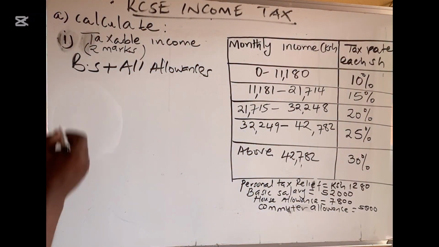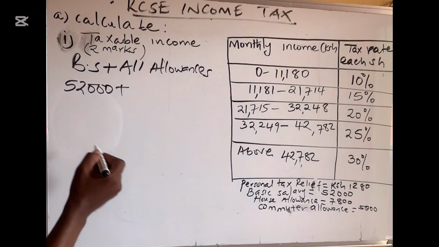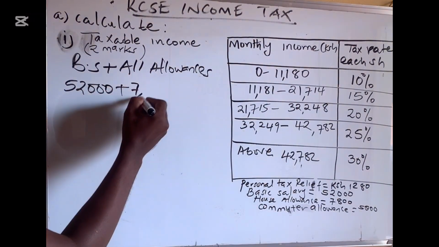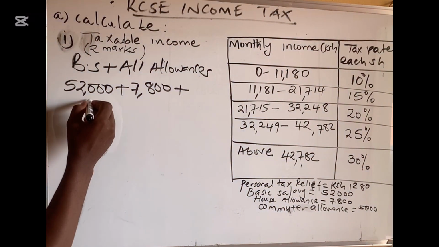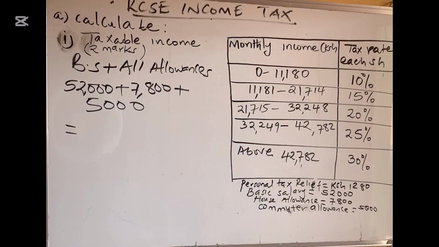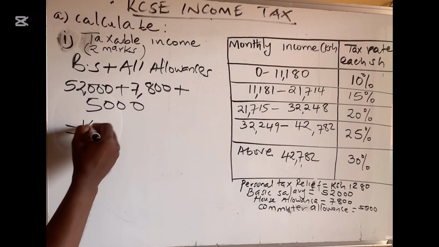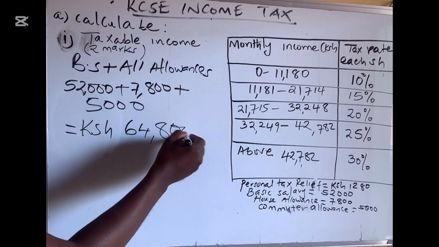So our basic salary is 52,000 plus house allowance of 7,800 plus commuter allowance of 5,000. So this will give us a taxable income of Kenyan shillings 64,800.